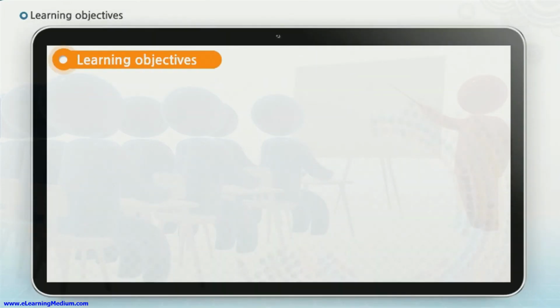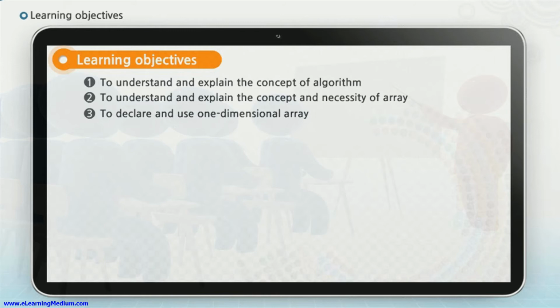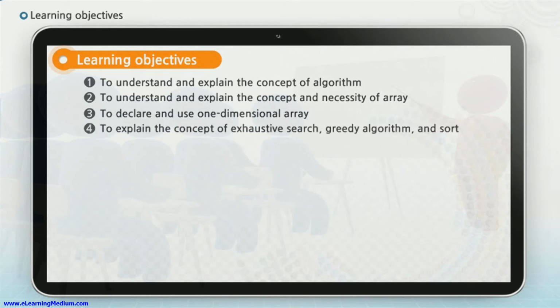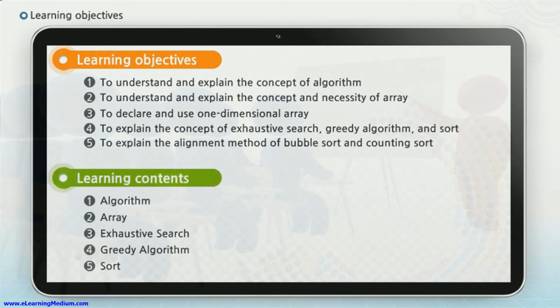Welcome! Today, you'll understand and explain the concept of algorithm, the concept and necessity of array. You can declare and use one-dimensional array, and explain the concept of exhaustive search, greedy algorithm, and sort. Lastly, you can explain the alignment method of bubble sort and counting sort. Go check learning contents as well.